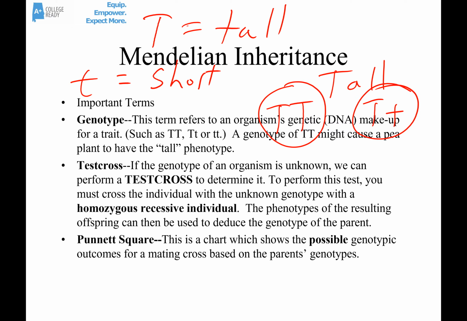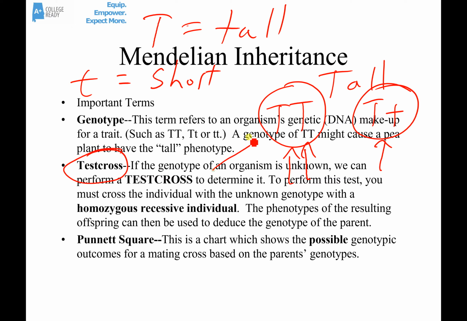Well, let's say we needed to know the genotype. We needed to know if our tall plant was homozygous or heterozygous. The easiest way to do that is to do what's called a test cross. That's when you take your plant or organism of unknown genotype and you cross it with an organism that is homozygous recessive for that trait.